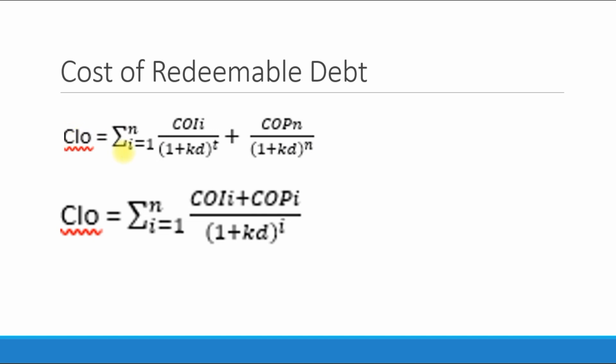So if repayment of interest and principal happens at specific intervals of time, if the principal also is paid along with the interest, the cost of redeemable debt is rewritten as sigma from i equal to 1 to n of COI, which is the interest payment, plus COP, which is the principal payment, added together, divided by (1 plus kd) to the power i. I is a changing number from 1 to n.